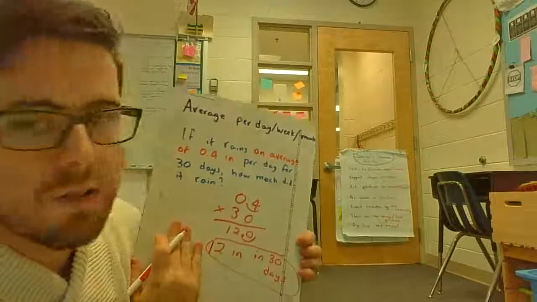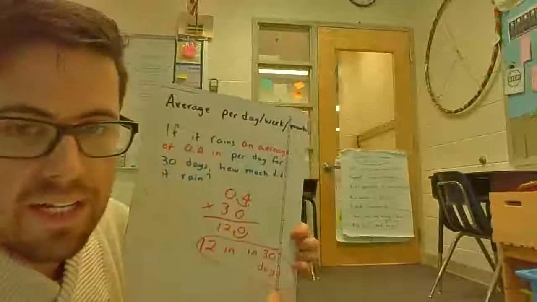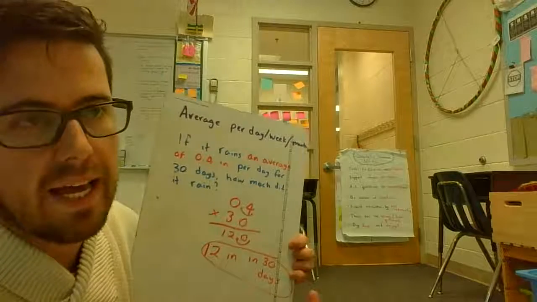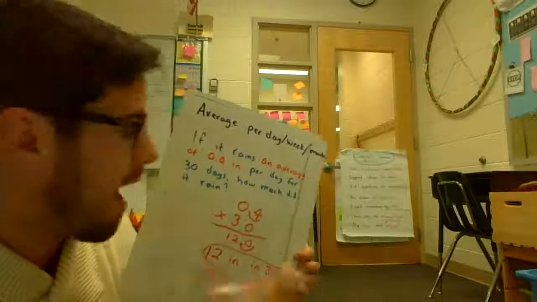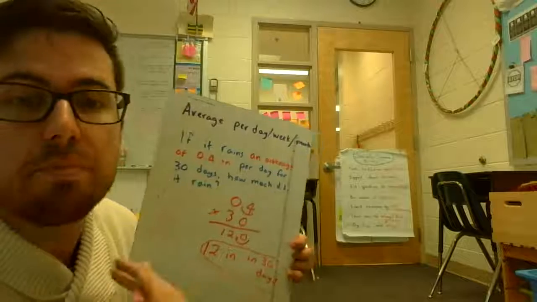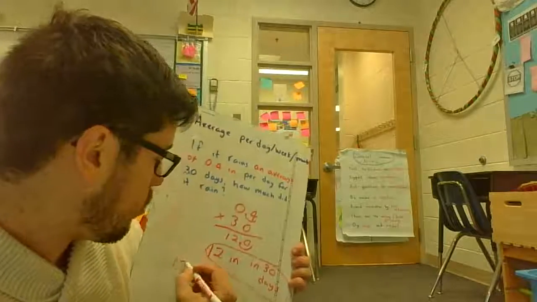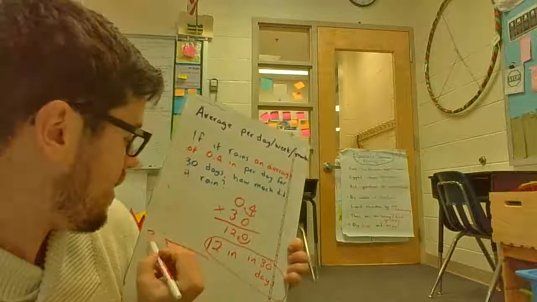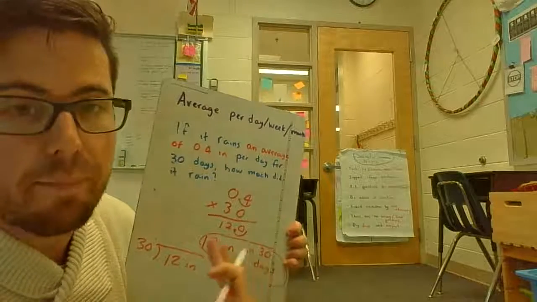These problems might also ask you, if it rains 12 inches in 30 days, on average, how much did it rain per day? Now, because they're giving you the end or the result after a certain number of days, you could find the answer by simply dividing by the number of days. For example, 12 inches in total after 30 days divided by 30, and you would be able to get the average per day.